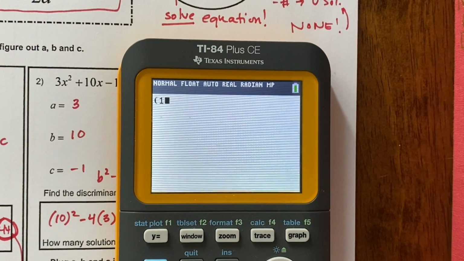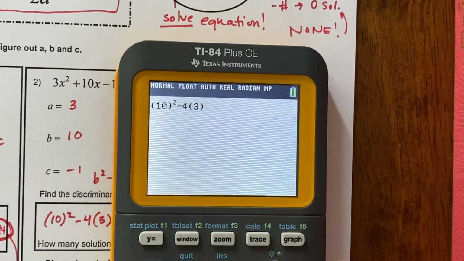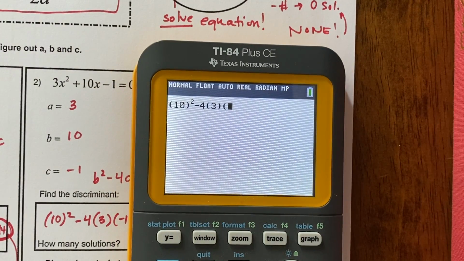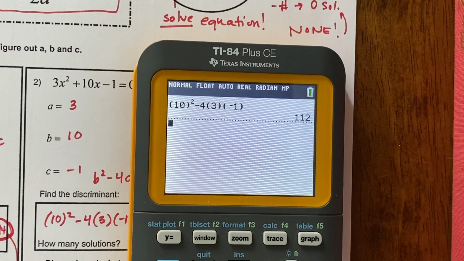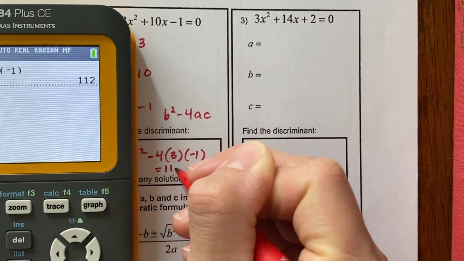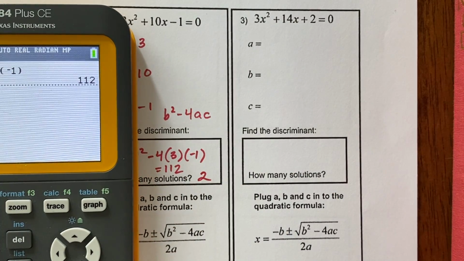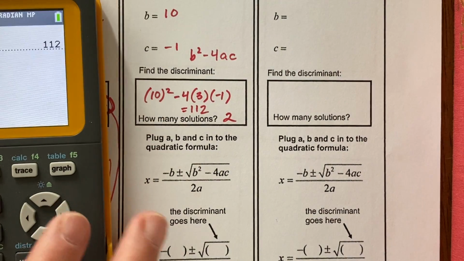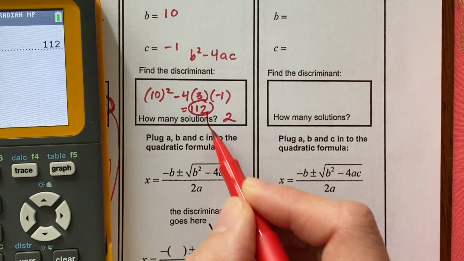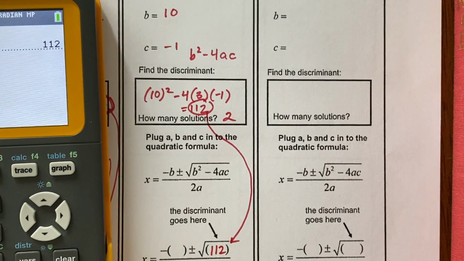This is also something you can put in your calculator if you want. So 10 squared minus 4 times 3 times, what was that, negative 1. And I get 112. And that's a positive number, so that means I have 2 solutions. Now, I'm going to take this 112 and I'm going to plug that in right now for the discriminant so I don't forget that that's what that is.